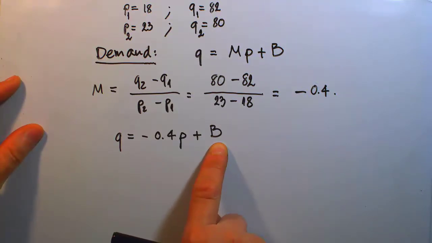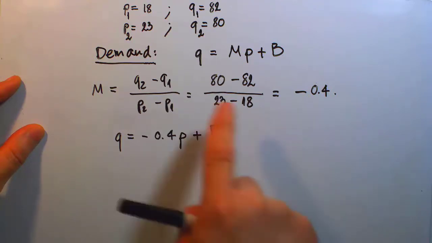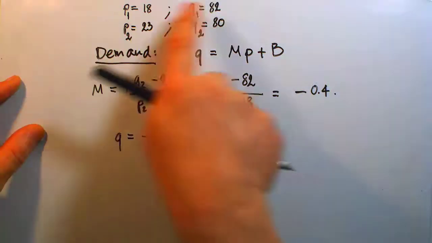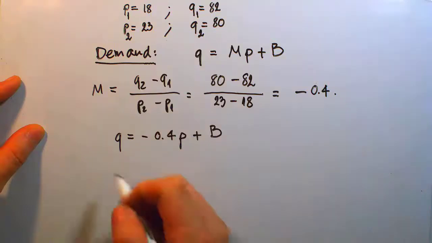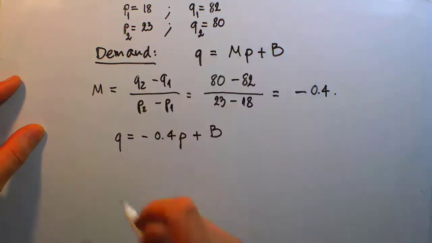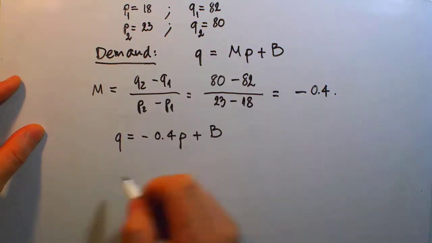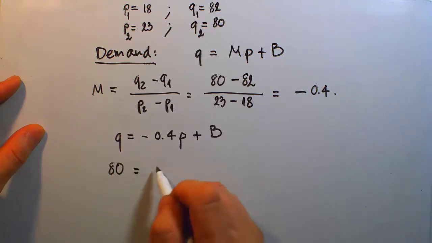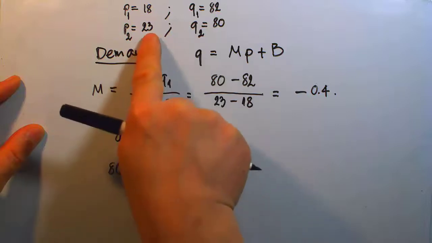The next step is to find out what the y-intercept value is. Once again, I'm going to simply substitute in any one of my preferred pairs of values here. I can use P1 Q1 or P2 Q2, so I'll go with P2 Q2. Q2 equals 80, so I'm substituting 80 into my left-hand side, equals negative 0.4 times P, but P2 correspondingly was 23, plus B.